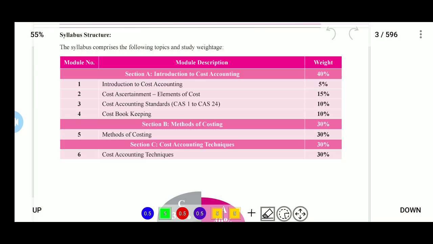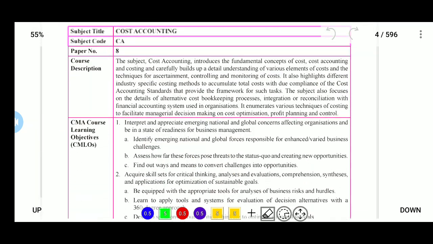Then method of costing. In method of costing we have a lot of chapters, and it is not possible to remember all the chapters and all the concepts. Like you have to remember contract accounting, process costing, right? Batch costing, job costing, by product, joint product, a lot of topics you have. I will tell you which topics you have to do as important. Next is cost accounting technique, which means you have to learn standard costing, budgetary control, and of course standard costing will have a lot of questions. We will discuss that. Let's continue, go ahead.